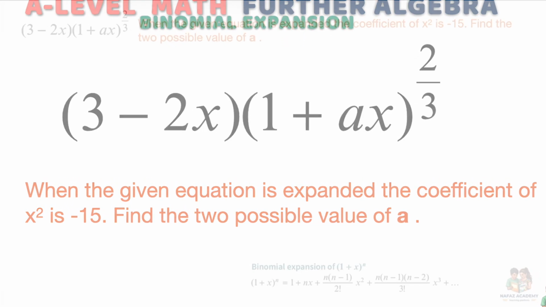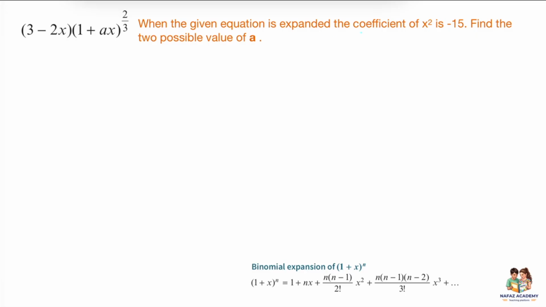This is Nafas speaking. There is another problem for binomial expansion. We have to find the two possible values of a, given that the coefficient of x squared is minus 15. At first we have to find the coefficient of x squared by using this expression. There is a factor 3 minus 2x.